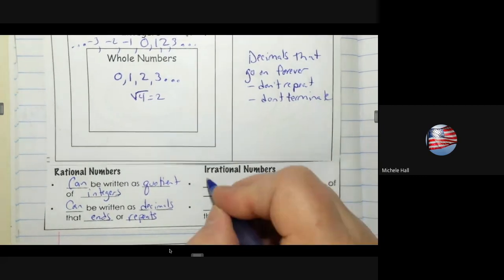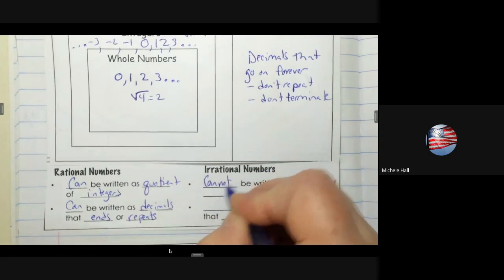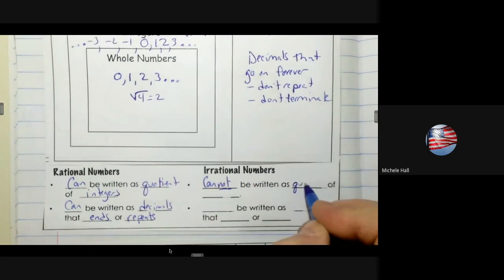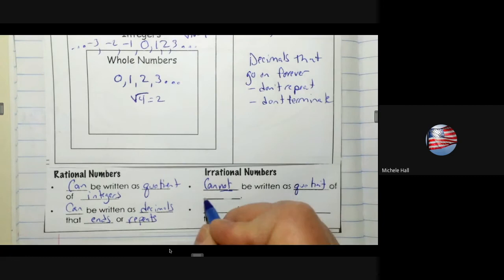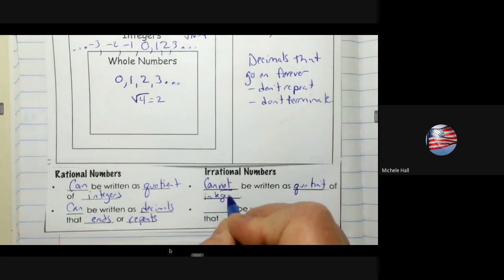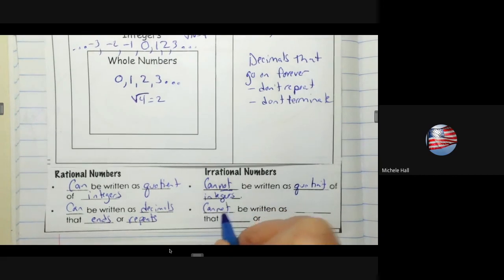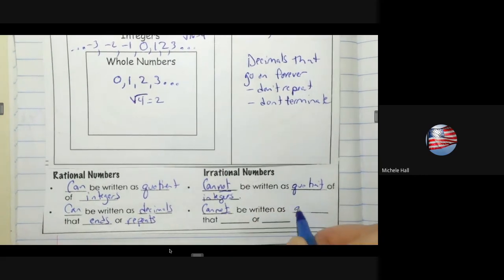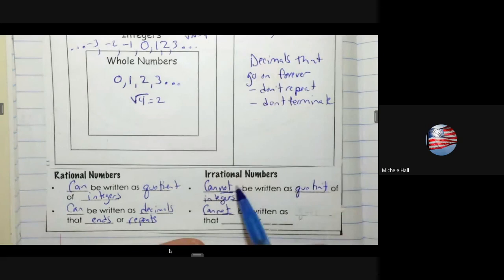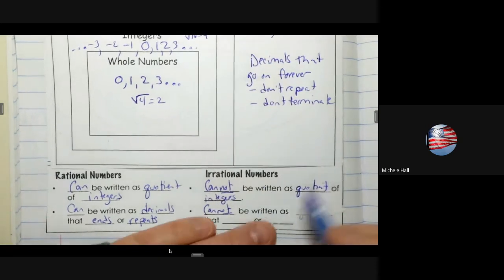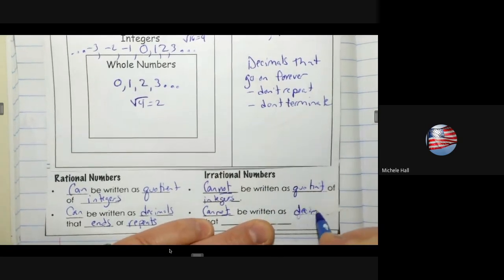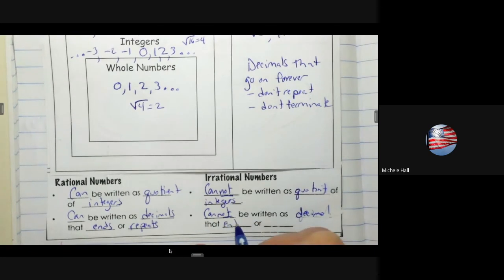Irrational numbers cannot be written as a quotient of integers. Irrational numbers cannot be written as a quotient. Irrational numbers cannot be written as a decimal that ends or repeats.